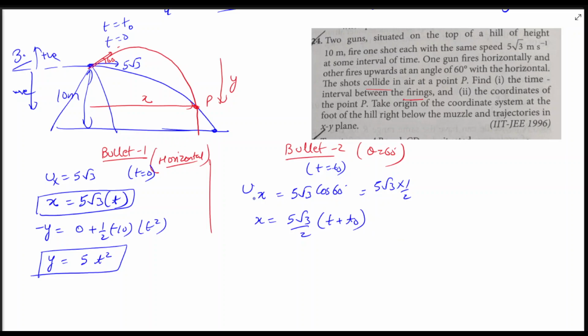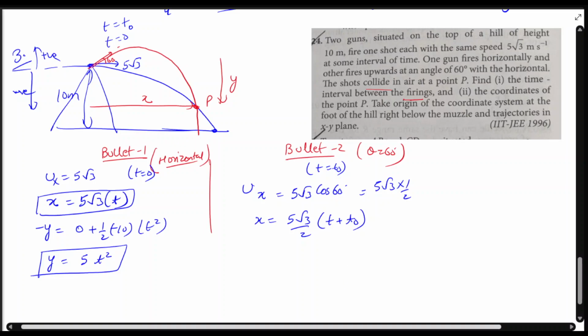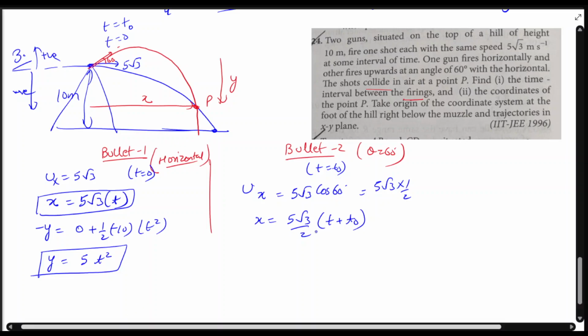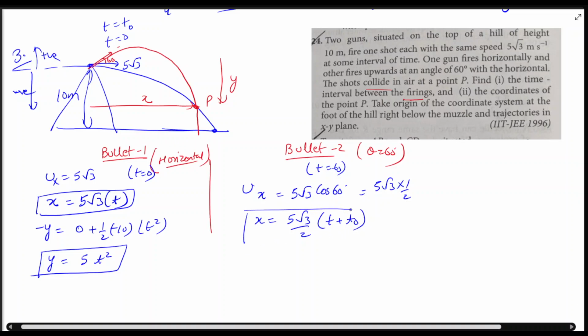Now you must be saying, sir, bullet 2 may be shot at t equal to 0, but bullet 1 is shot at t equal to t naught. No matter what, if the opposite situation is there, then t naught will automatically come out to be negative. Okay, don't worry about it. So we have this equation, right?